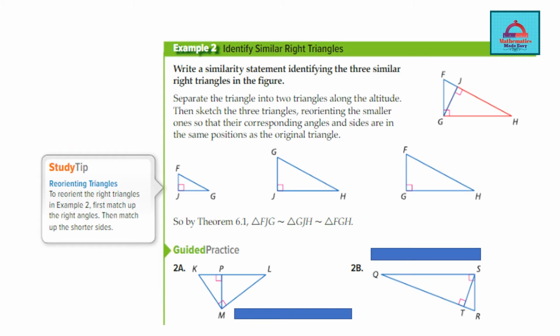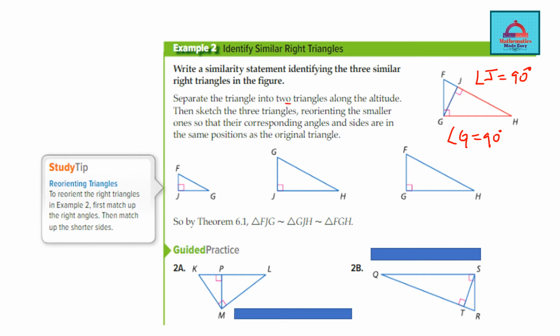Let's first see the question. Example 2: Write the similarity statement identifying the three similar right triangles in the figure. You are given this big triangle FGH and the altitude GJ. This GJ is dividing the big right triangle, where angle G is 90, into two small triangles FJG and HJG. Angle J is also 90, and the altitude is GJ. So definitely the last theorem that we saw in the previous slide can be applied.